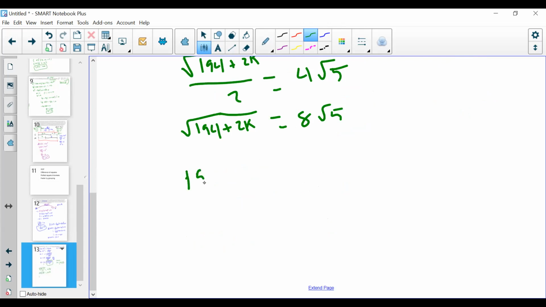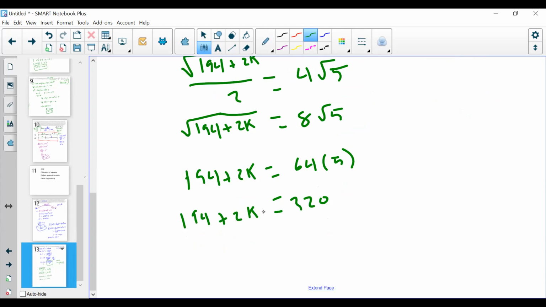I get 194 plus 2k equals 64 times 5, which is 320. And 194 plus 2k, subtract 194 over. That's 126. So 2k equals 126. And finally, k equals 63.